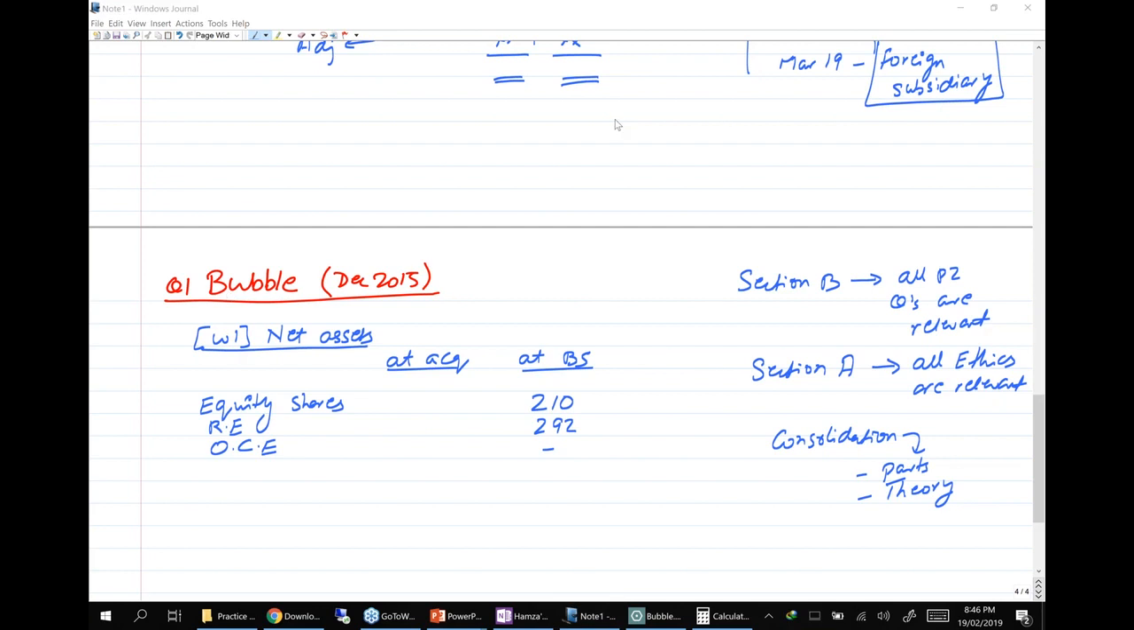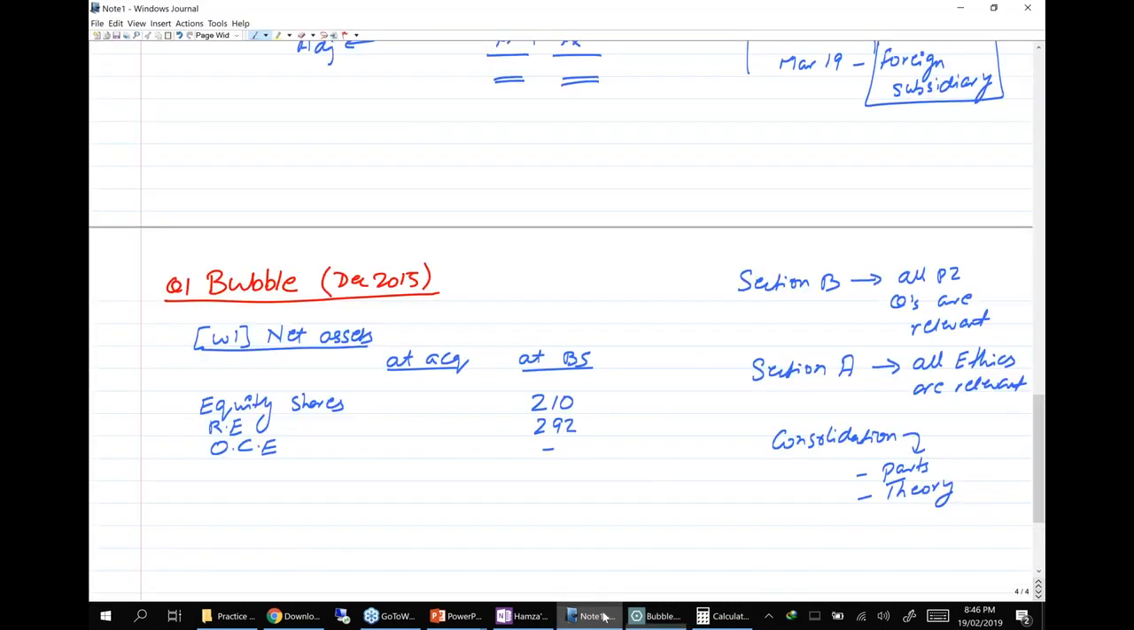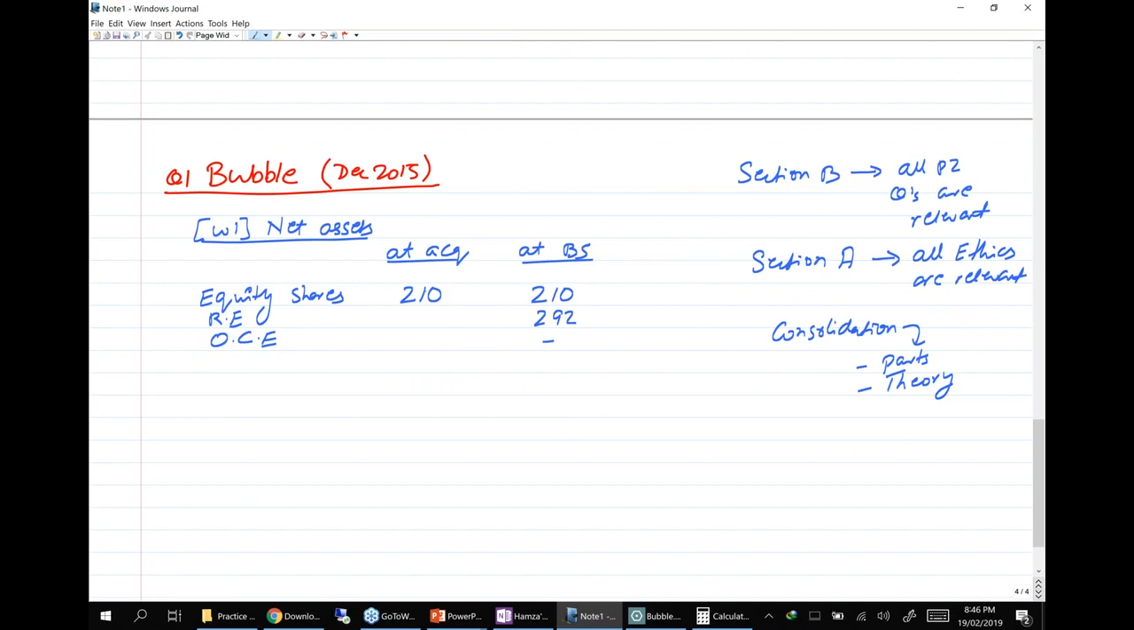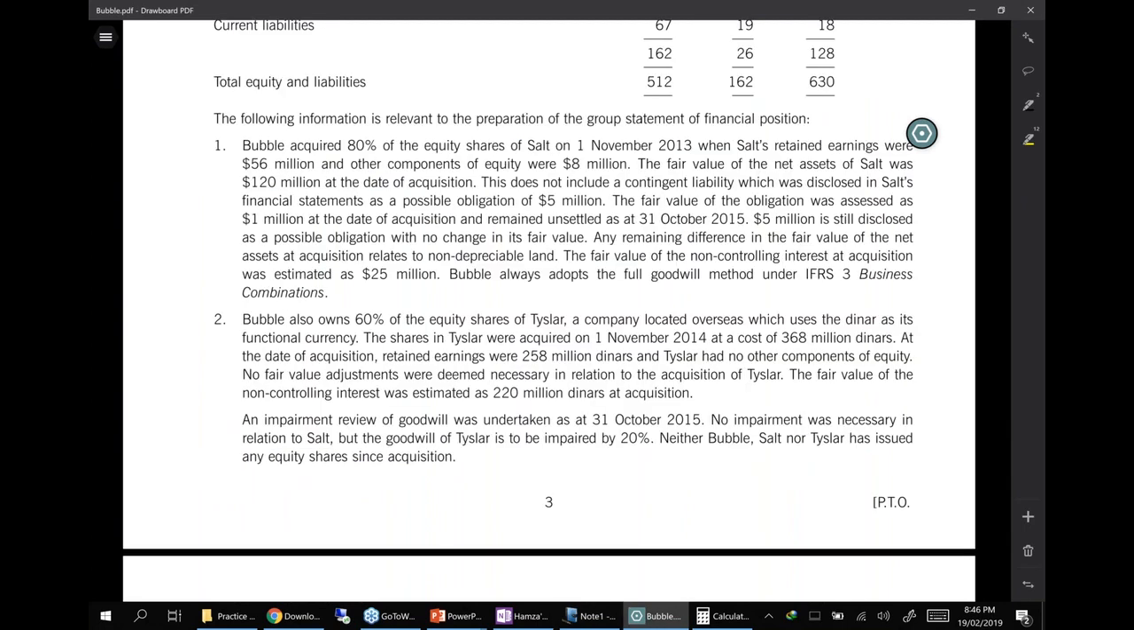Simran, this is T, Teisler. We are solving about Teisler, 210, 292. Now let's read the question to see what values were at the date of acquisition. The share capital will be the same, but the retained earnings would be different. The question says that Bubble owns 60% of the equity shares of T, a company located overseas, which uses the dinar as its functional currency. So we have acquired 60% of the shares. The shares in T were acquired on 1st November 2014 at a cost of 368 million dinars.